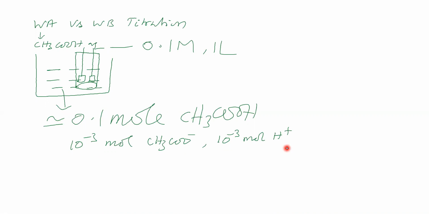To this let us add a weak base. What is a weak base? Suppose we will take ammonium hydroxide, which is a weak base. So now we are taking ammonium hydroxide solution, a weak base, of 0.1 molar.